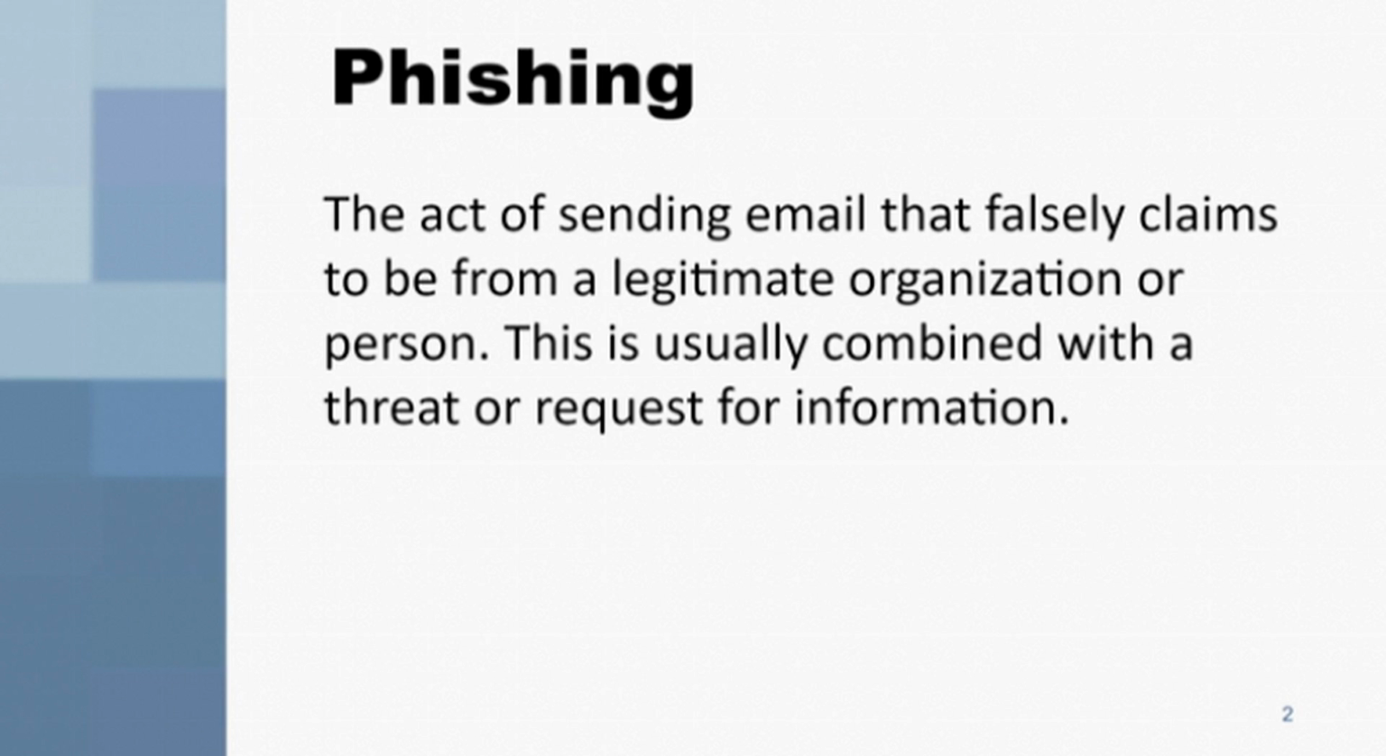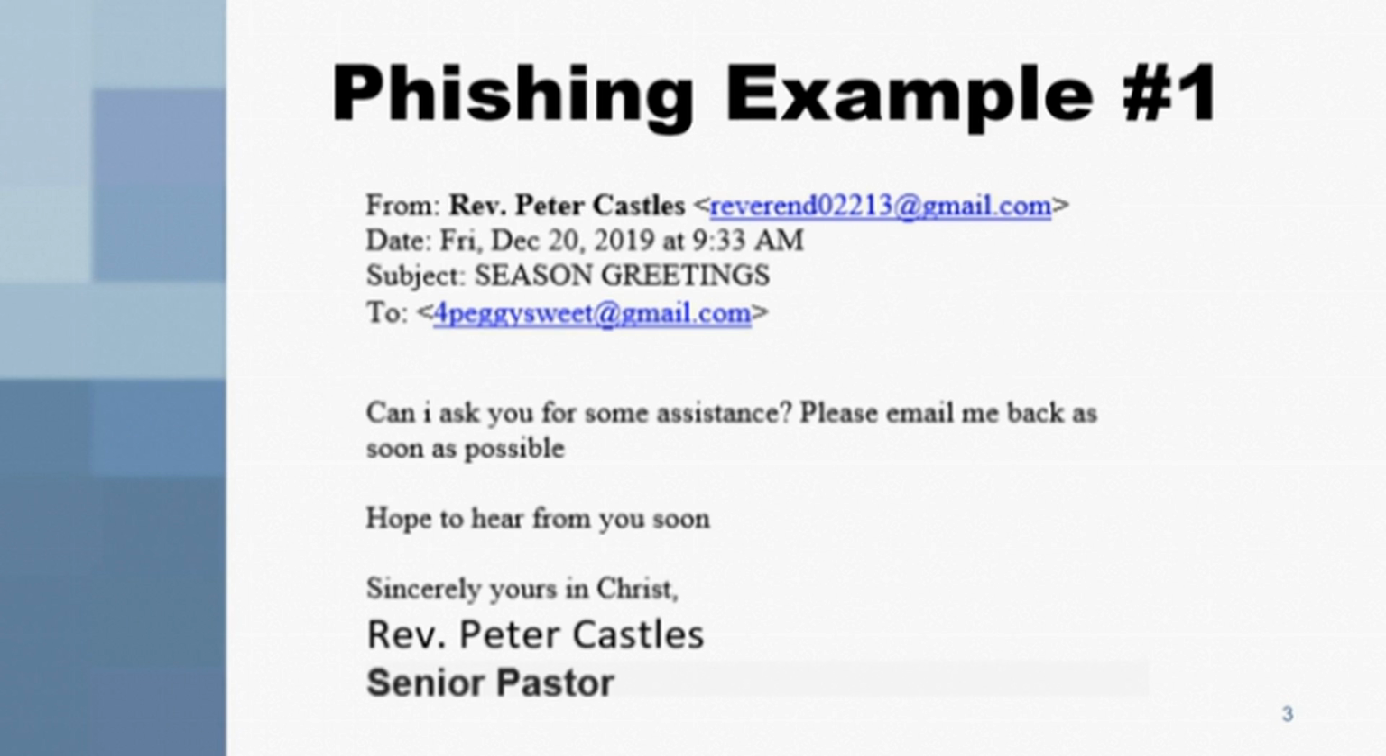First, about phishing. Here is the definition of what phishing is. It's an email phenomenon: the act of sending email that falsely claims to be from a legitimate organization or person. This is usually combined with a threat or request for information. I'm going to show you a couple of real-world examples of how to discover a phishing lure and what to do about it. What do you notice that is unusual about this email?